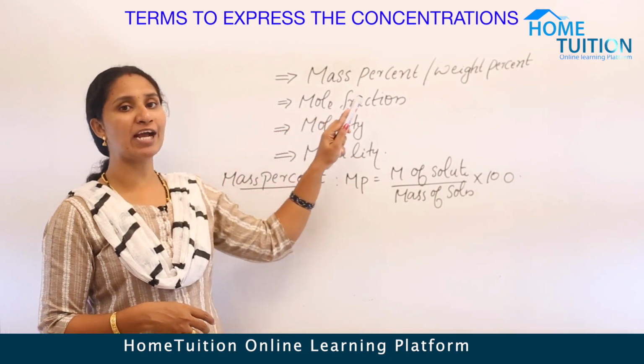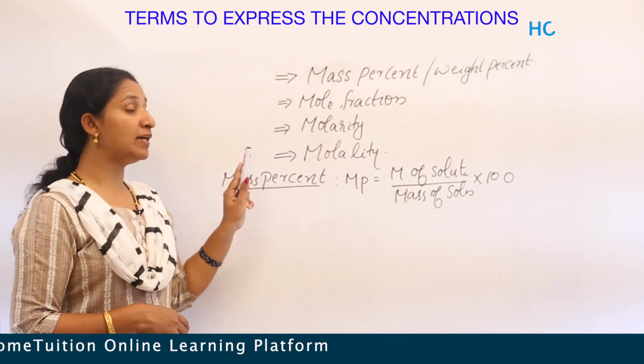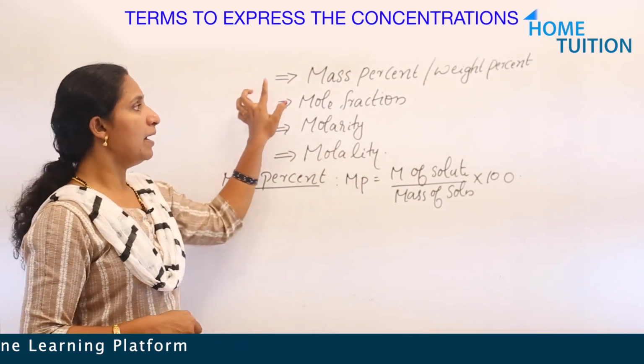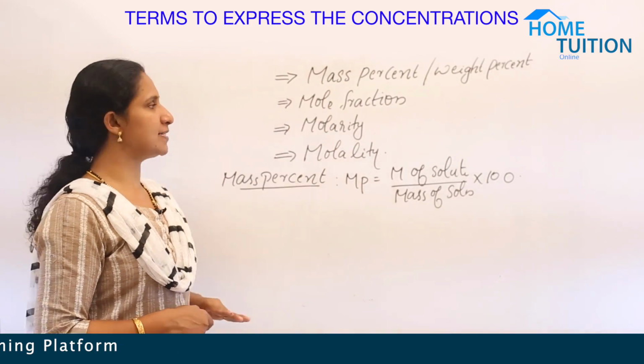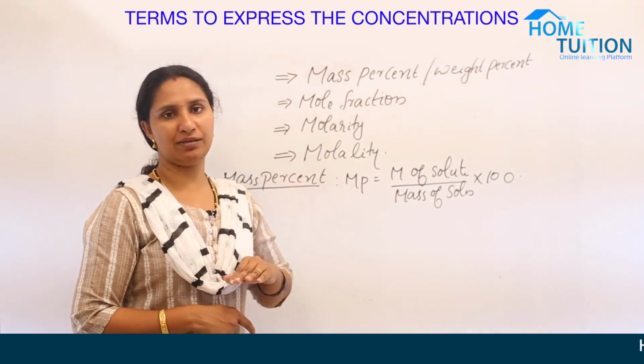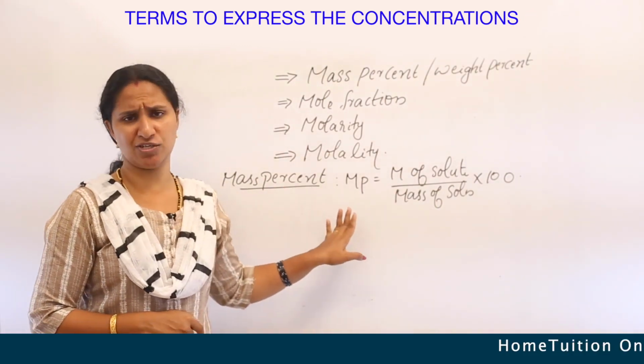Second one, mole fraction. And third one, molarity. And fourth one, molality. Okay, these are the 4 terms. Once more, which are they? Mass percent or weight percent, mole fraction, molarity, molality. Okay, let's check one by one. The first one, mass percent.